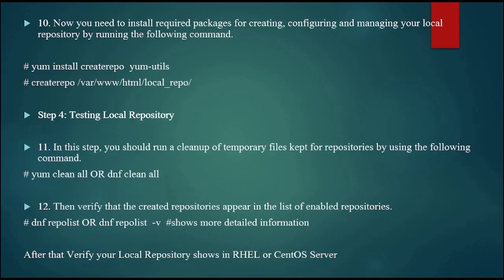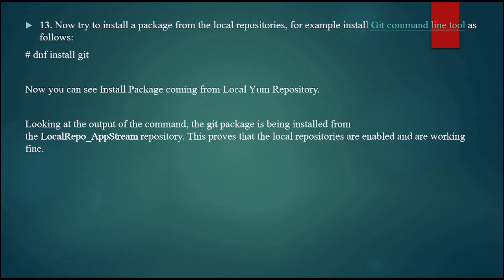After verifying that our local repository shows on the server, we try to install any kind of package on our Linux server with the help of dnf install git, or any package name. Suppose you can see your package is installed, then you can see that the installation package is coming from your local repository.